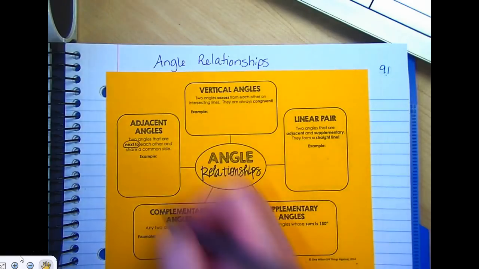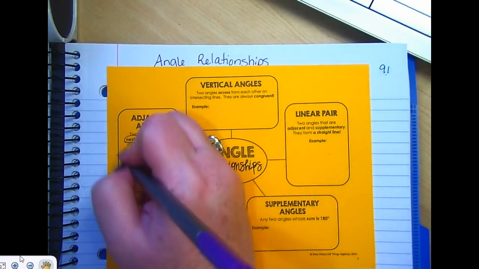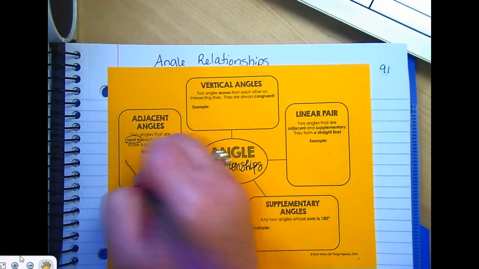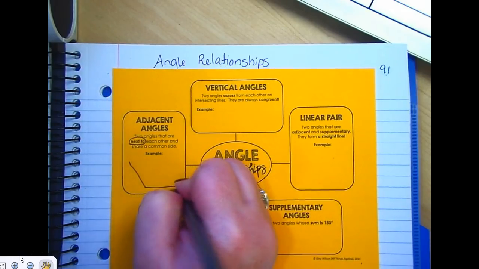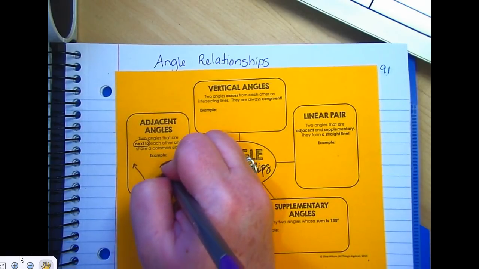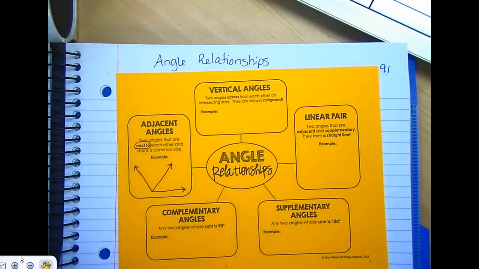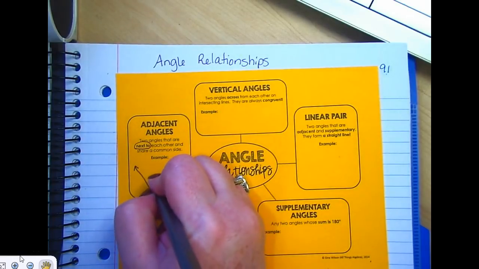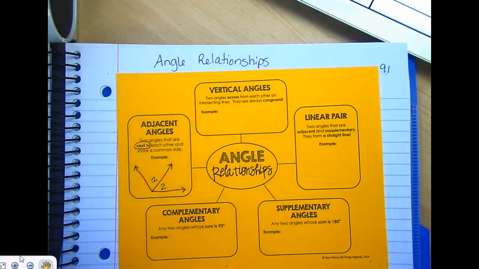So an example is, draw an obtuse angle like this. And from the vertex, just draw an angle straight up. So this could be angle 1, and this could be angle 2. And those are adjacent angles. Angle 1 and angle 2 are adjacent. They are right next door to each other.